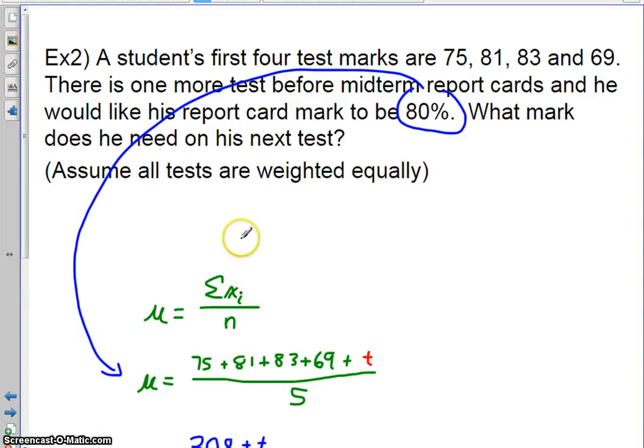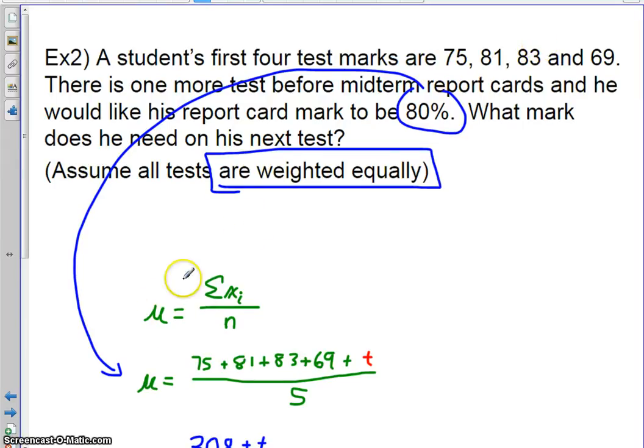Okay, so the big help in this situation is that all the tests are weighted equally, right? So we don't have to worry about weighting them down, like the first ones were 30% or 20% for the next one, and so on and so forth. All tests are weighted equally. So we can go back to our formula for the mean, and we know simply that the mean is equal to the sum of all your values divided by the number of values you have. With the next test included, there's going to be 5 tests in total, so n is equal to 5. We know the first 4, so it's going to be 75, 81, 83, and 69. It's only the fifth one we don't know, so I just called that one a variable t.